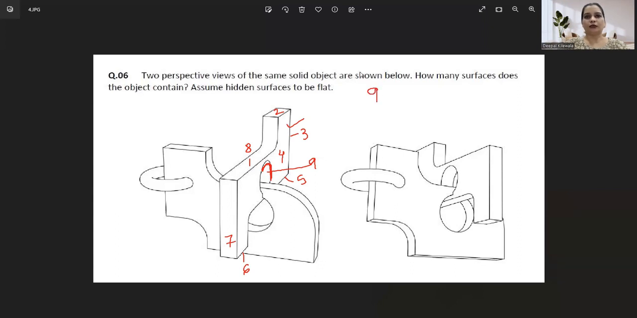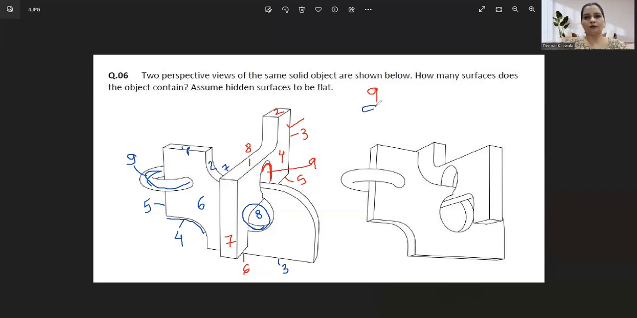Let's jump on to the other solid. 1, 2, surface below 3. This will be considered as one surface, 4, 5, 6, and the surface opposite to that, 7. This surface which is going underneath, this is a circular thing, so it will be considered as one surface, 8. And this surface is one surface. As you can see, there is no edge like that over here. So it will be considered as one surface, so 9.